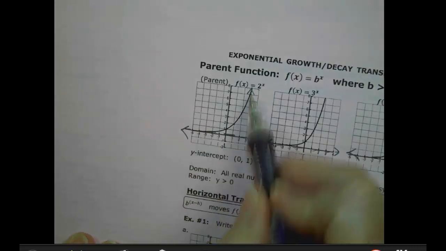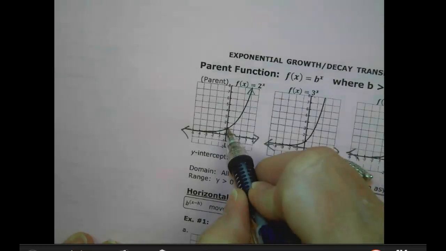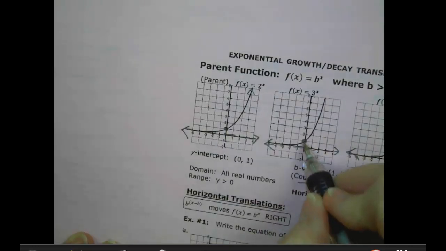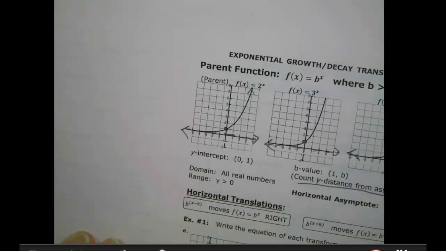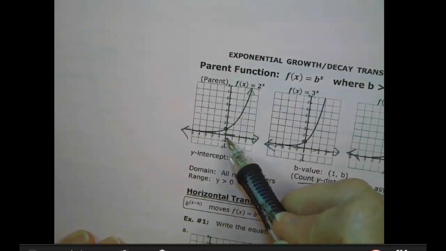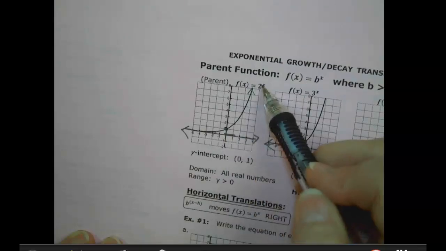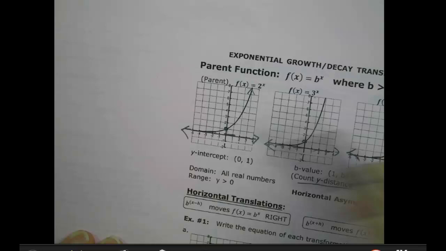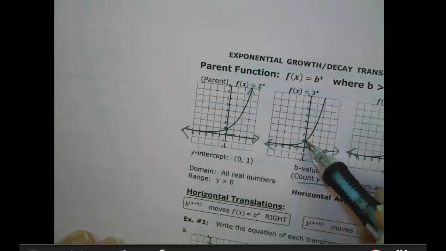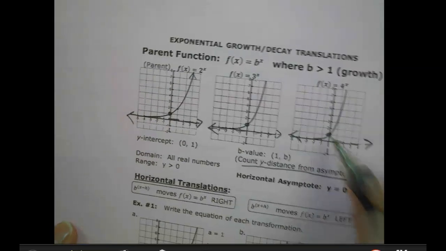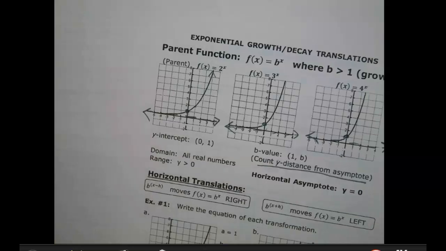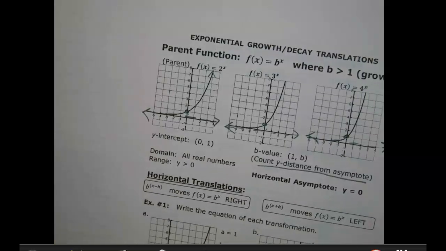Also, the exponential growth and decay are both going to go through this point right here. The reason for that is x equals 0, and anything to the 0 power equals 1. So we don't have a vertex, it's our 1, the y-intercept, and that is the point that I'm going to shift back and forth.